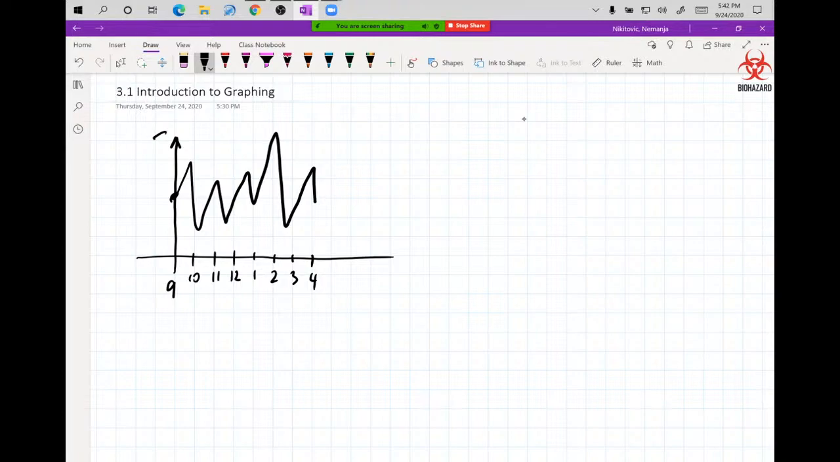And this is going to be money, and this is obviously time. This is your 9 a.m. and this is your 4 p.m. So these are intervals of 1 hour. This is the opening cost and the closing cost. So our goal is to understand how to read graphs so that we can use them to read data from the news.